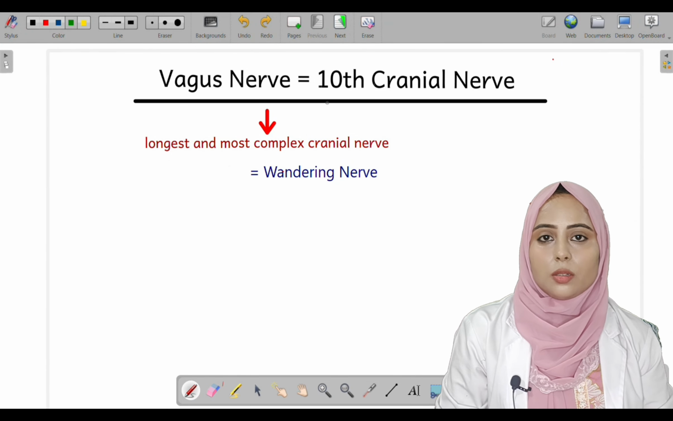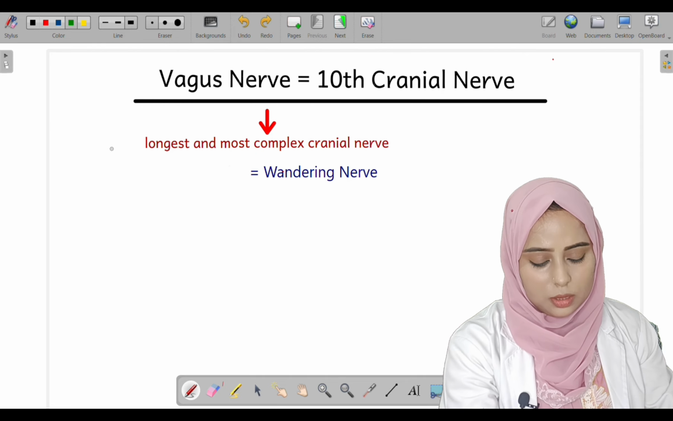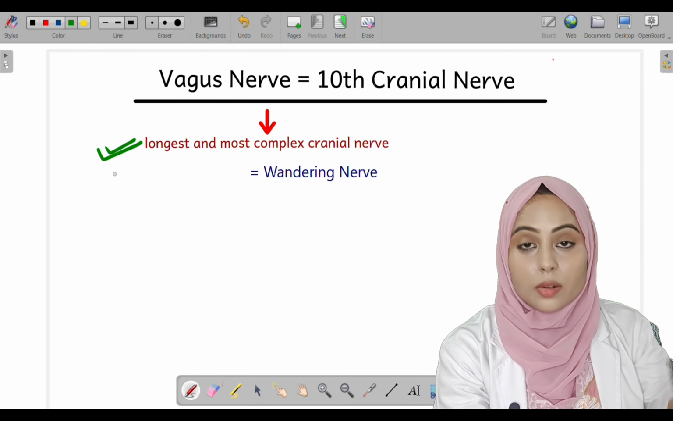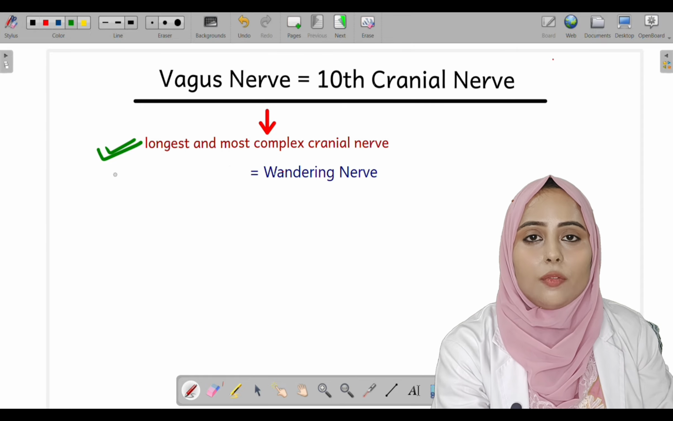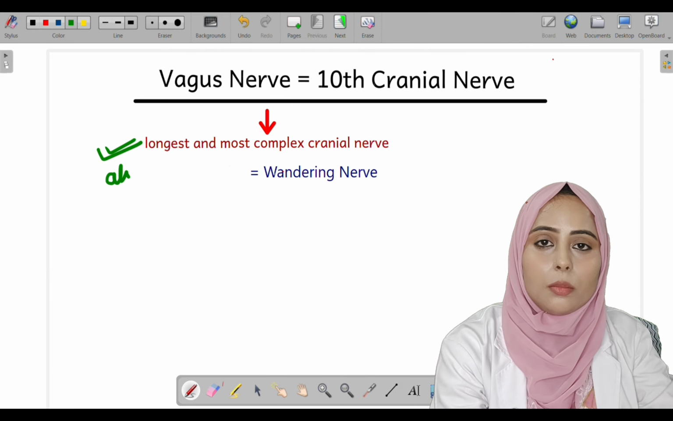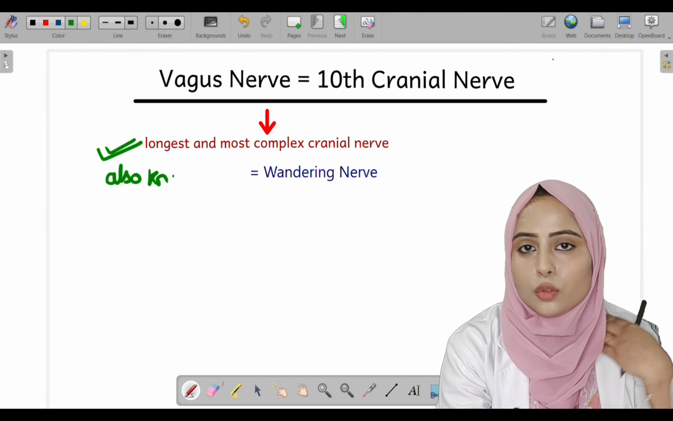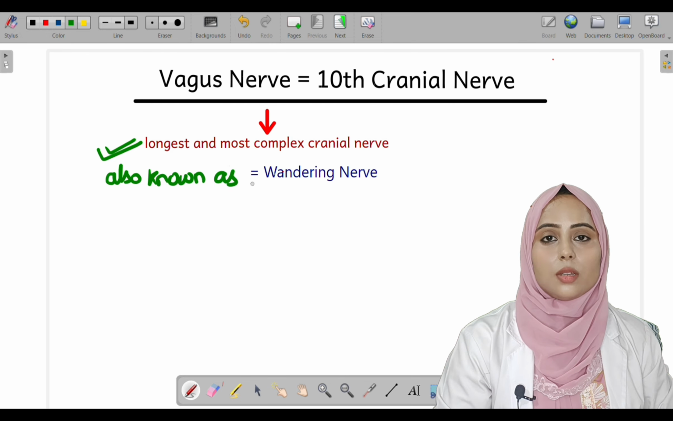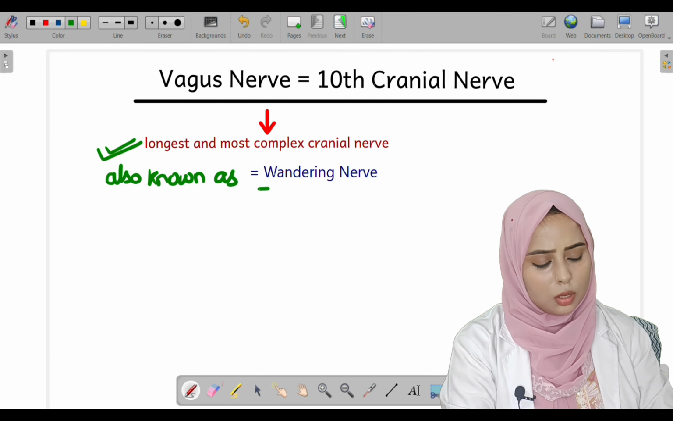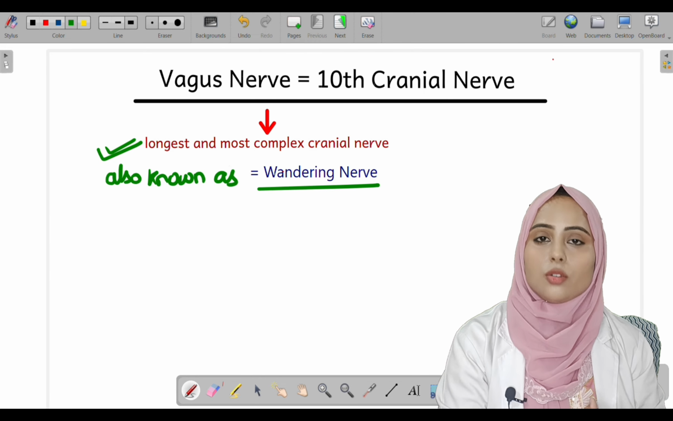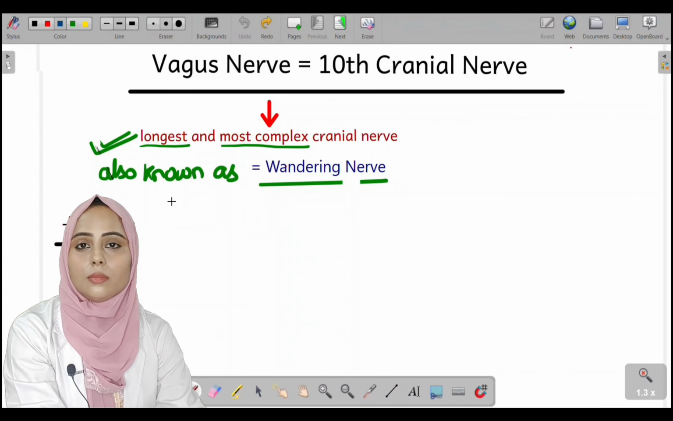Vagus nerve is the 10th cranial nerve. It is the longest and most complex cranial nerve. Think of it like a long electric wire that originates from the brain and moves to the neck, and traveling through the neck it goes into the chest and the abdomen. Because it travels a very long distance throughout the body, it is also known as a wandering nerve.